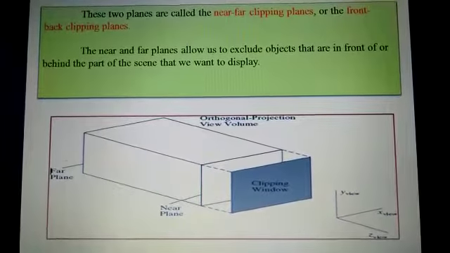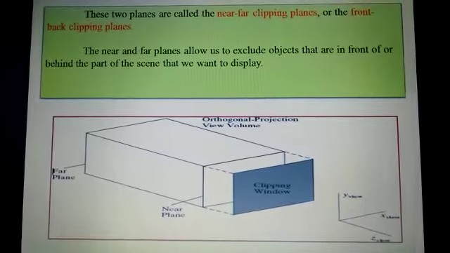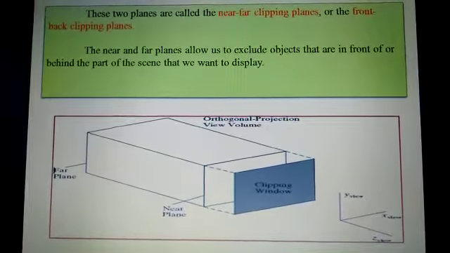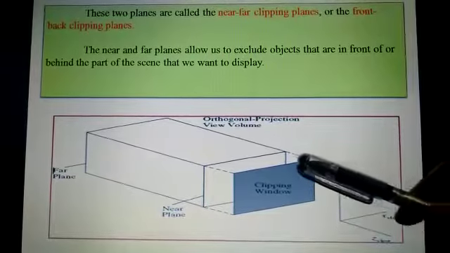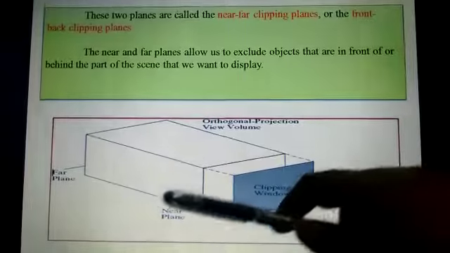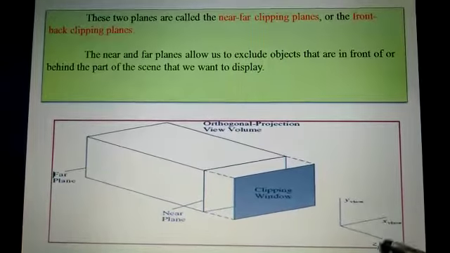These two planes are called near-far clipping planes, or front-back clipping planes. As you can see in the diagrammatic representation, we have a clipping window with orthogonal projection with respect to the view volume, where we are providing the near plane and the far plane with respect to Y view, X view and Z view.